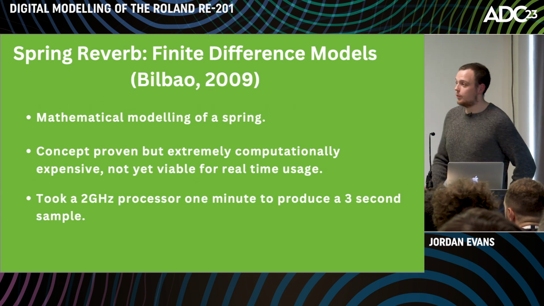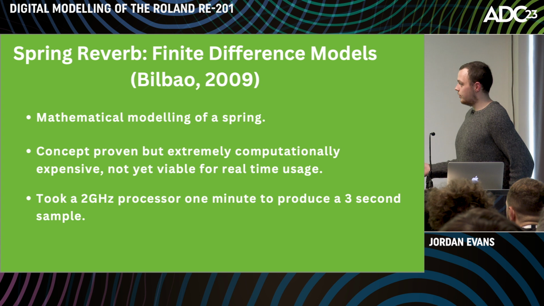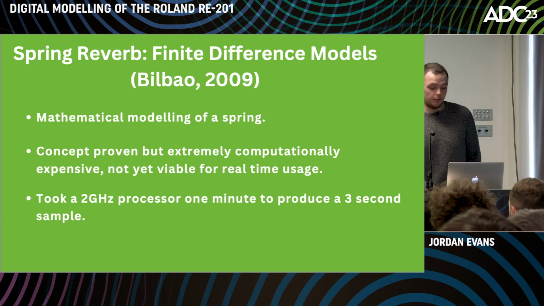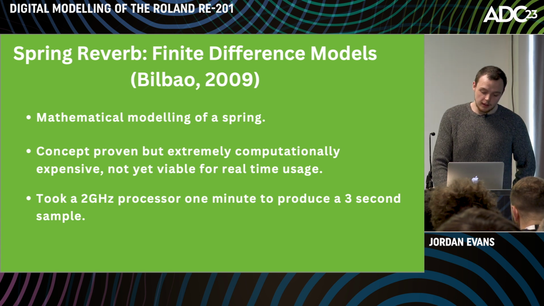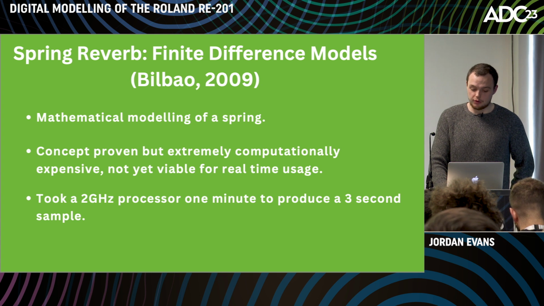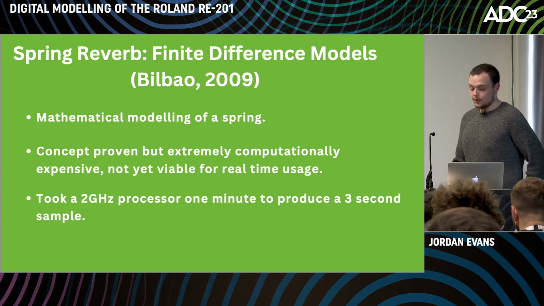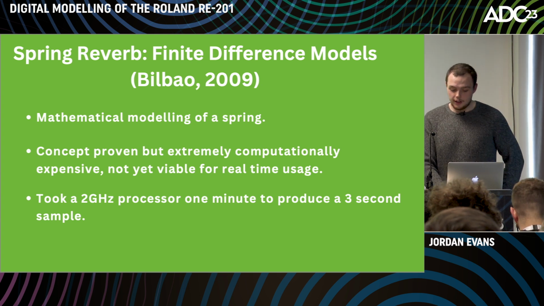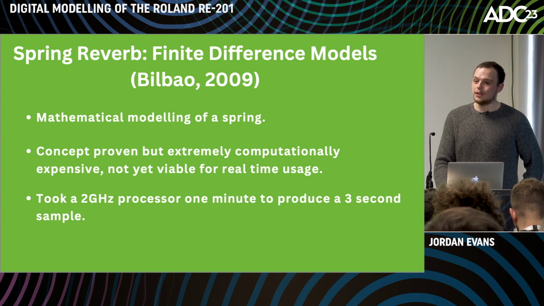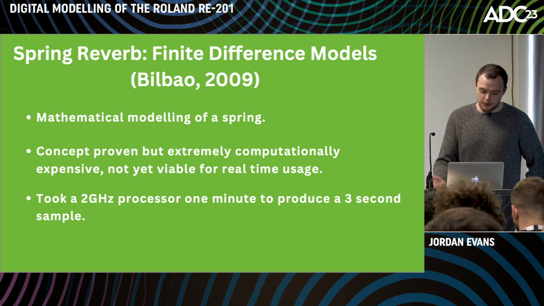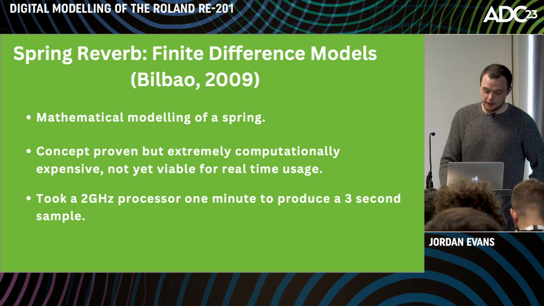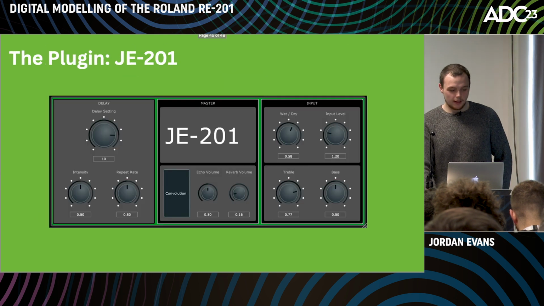One more method we can use is finite difference modelling. This is a mathematical modelling of a spring. And the concept is proven, but it's extremely computationally expensive, not really viable for real-time uses. So back in 2009, it took a 2 gigahertz processor 1 minute to produce a 3-second sample. So unless somebody has managed to crack that, it's not happening.